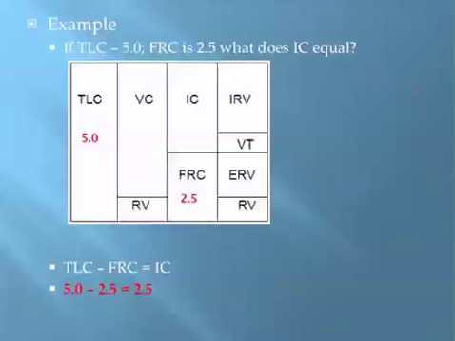If you know this box, that's really all you need to know, because this box is telling you what things add up to TLC. Vital capacity and RV equal TLC. Inspiratory capacity and FRC equal TLC. IRV, VT, ERV, and RV equal TLC. TLC minus RV equals vital capacity. TLC minus IC equals FRC. TLC minus FRC equals IC. There's a gazillion patterns you can do. IC minus IRV equals VT. Use the box, it will guide you.